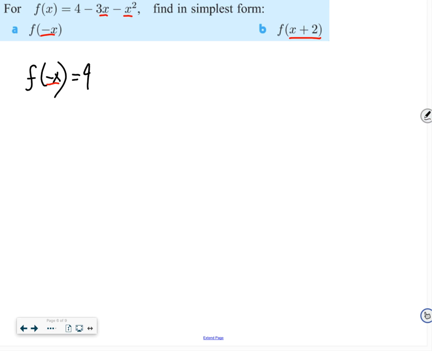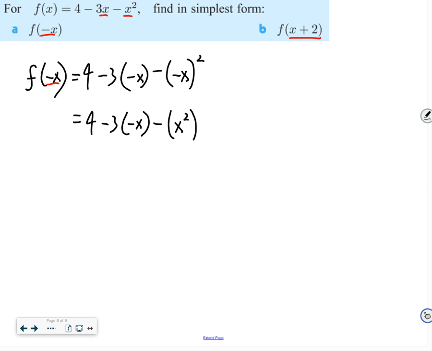Okay, so I do 4 minus 3, and I'm going to put in negative x, minus parentheses negative x squared. Notice every time I do a substitution, I use parentheses. It's very important to do that, so I remember to be careful with my negative numbers. So now I'm going to deal with my exponent first. Negative x squared. Well, negative x times negative x is just x squared. So I get 4 times negative 3 times negative x minus, now this is just equal to x squared.